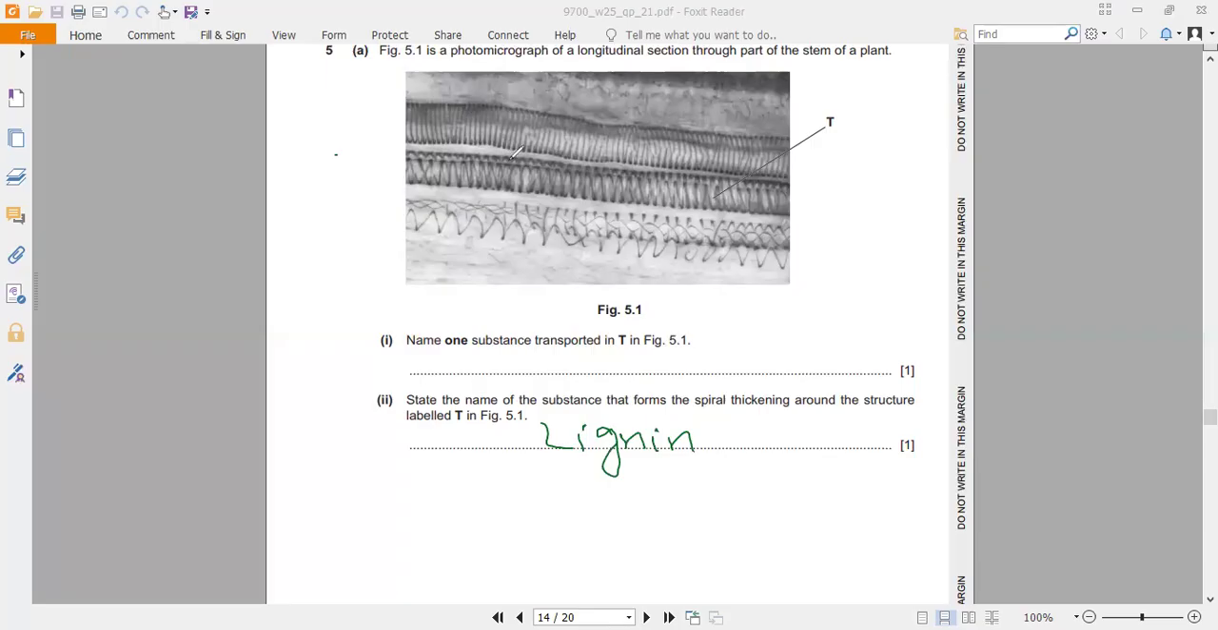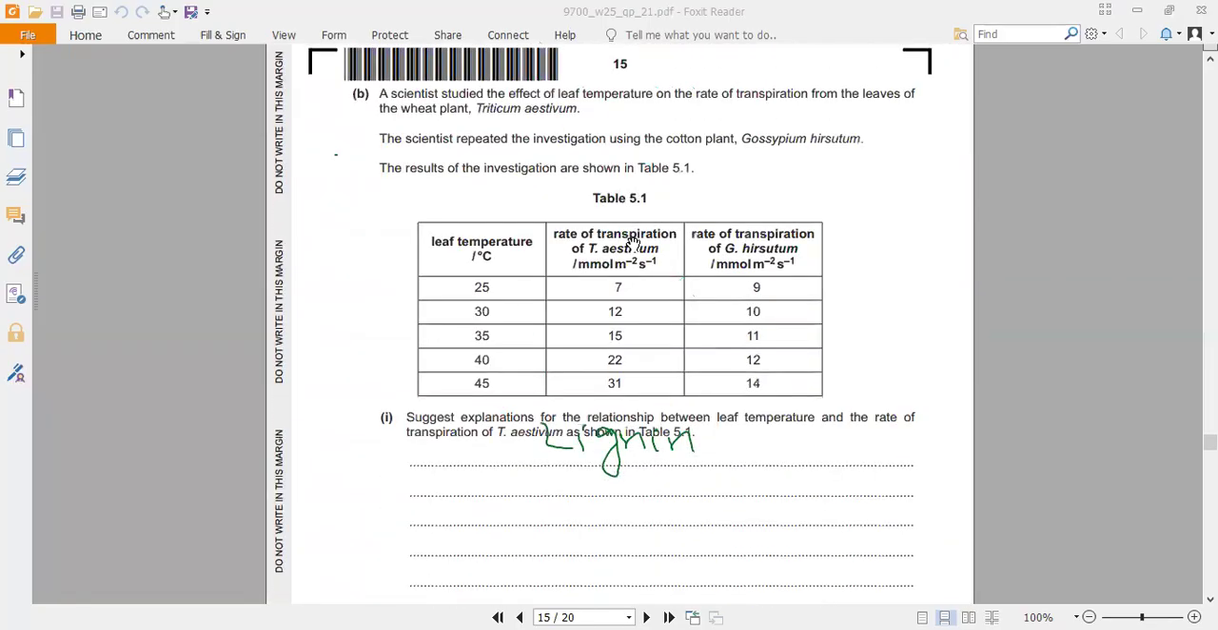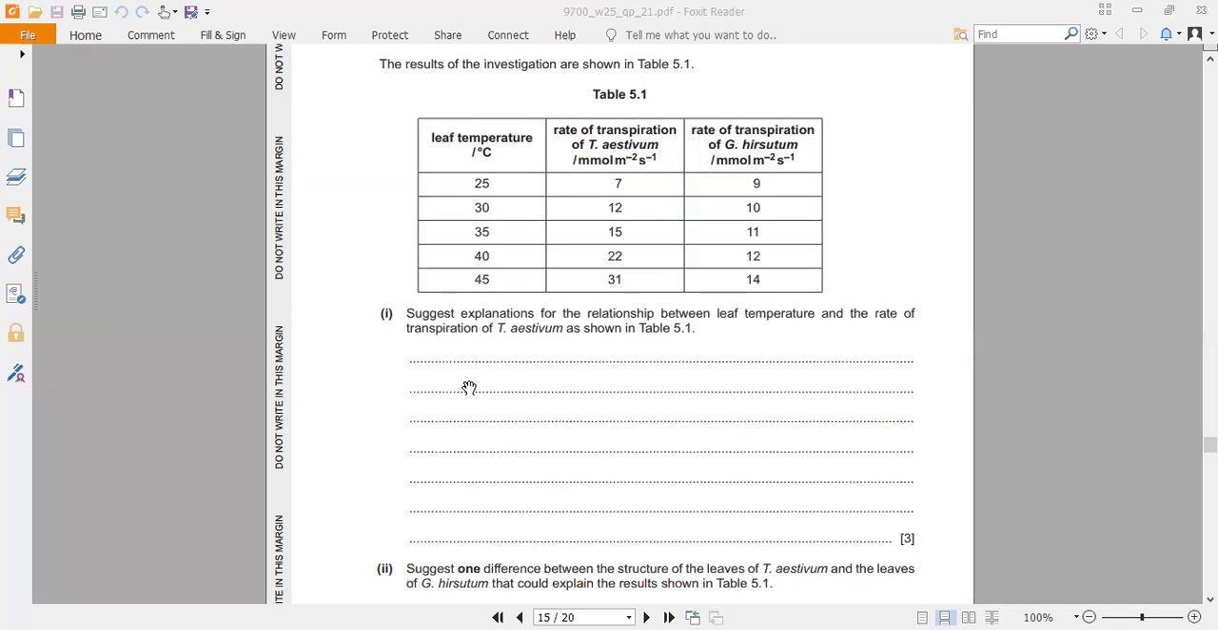The next question is: a scientist studied the effect of leaf temperature on the rate of transpiration from the leaves of the wheat plant, Triticum aestivum. The scientist repeated the investigation using the cotton plant, Gossypium hirsutum. The results of the investigation are shown in table 5.1. So table 5.1 shows the rate of transpiration in both of these species of plants.